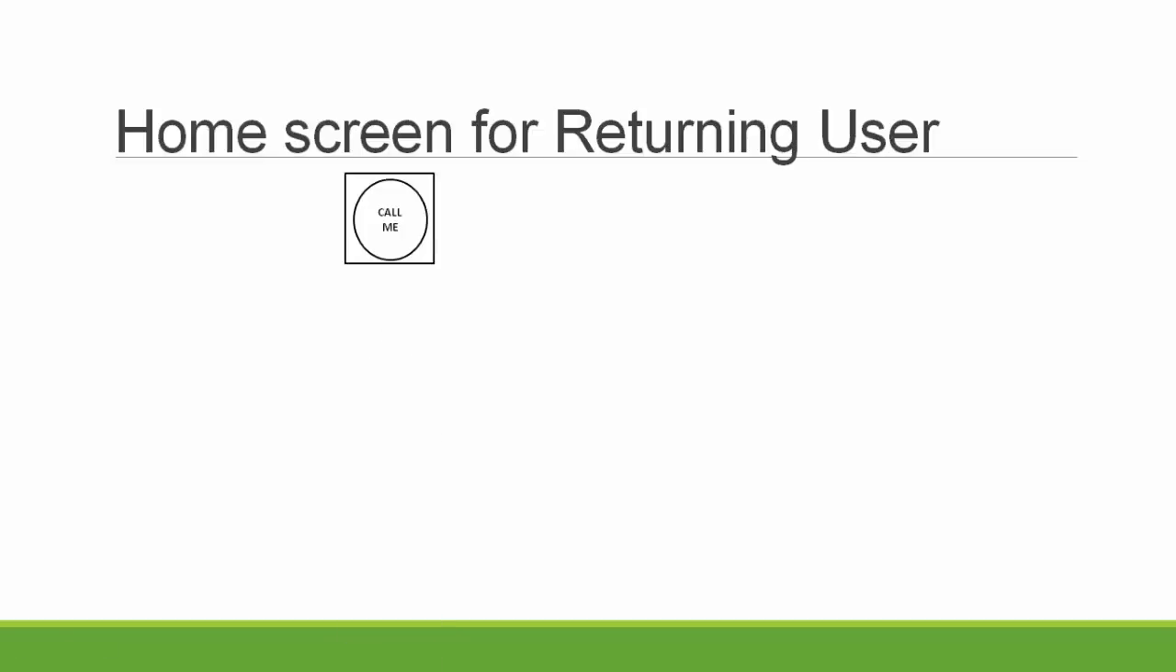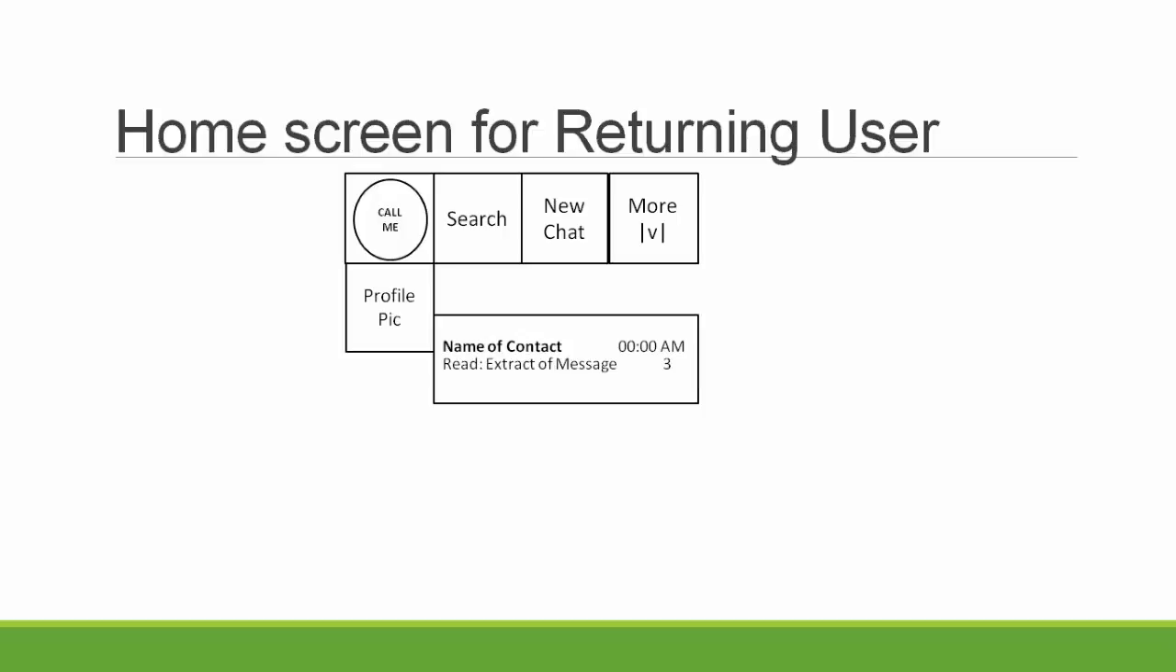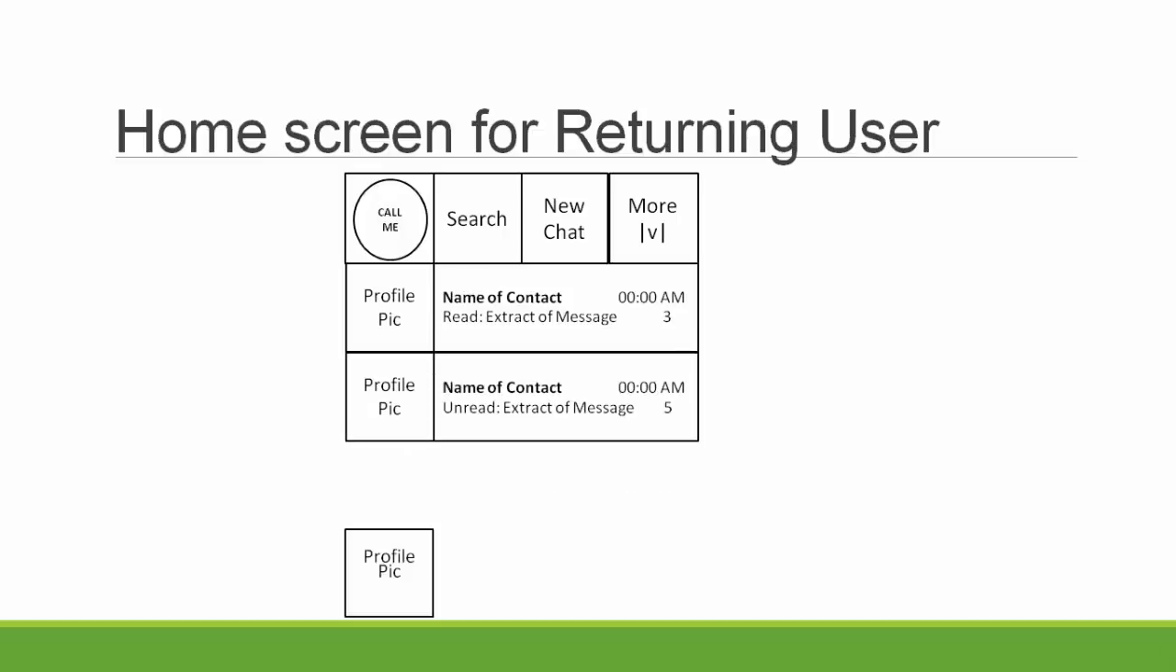The first thing, let's say this app is called Call Me. You put in the logo at the top. You put in a search box so that people can search. There's a new chat link for people to chat. And there's a more link. We mentioned that there would be a list of people with whom you're having a current chat. And these are the kind of details which would be present.